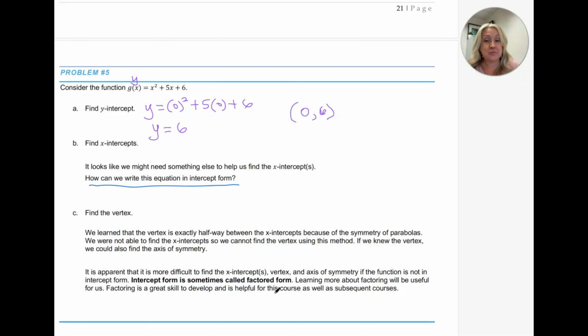So in the next section, we'll talk about factoring, and then we'll go through and find out how we can use it on equations that look like this.